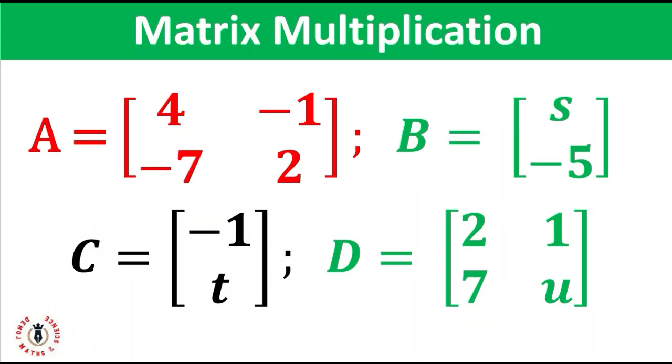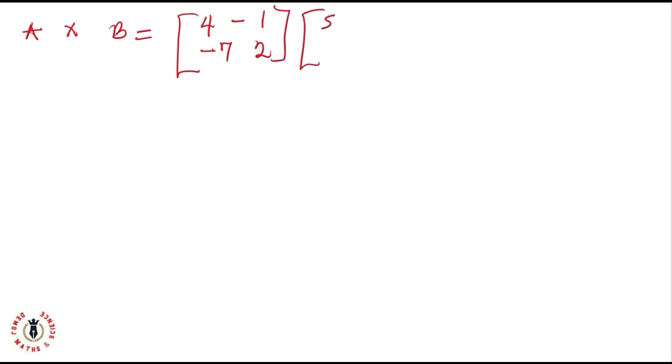One of my students presented this question on matrix multiplication. It's a GCSE exam question, and I feel it's good I share it with my audience. Let's get into class. Let's write our matrices. That matrix A is multiplying matrix B. That's the same thing as I have it as 4, minus 1, minus 7 and 2 multiplying matrix B as S, minus 5, which is the same thing as matrix C as minus 1 and T.